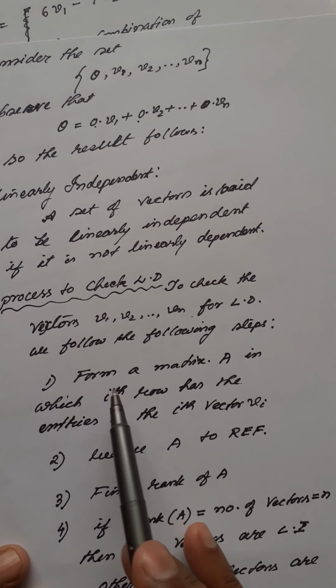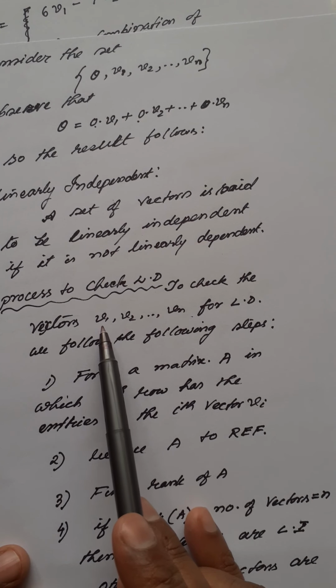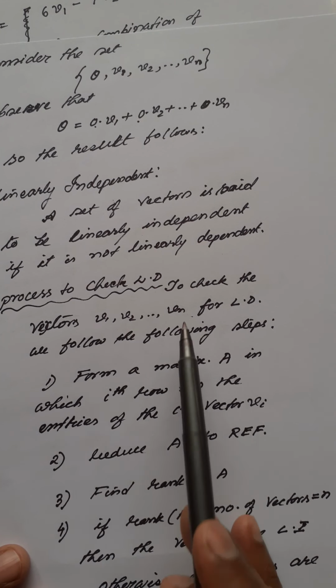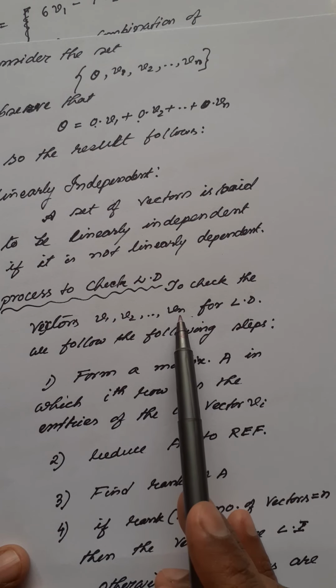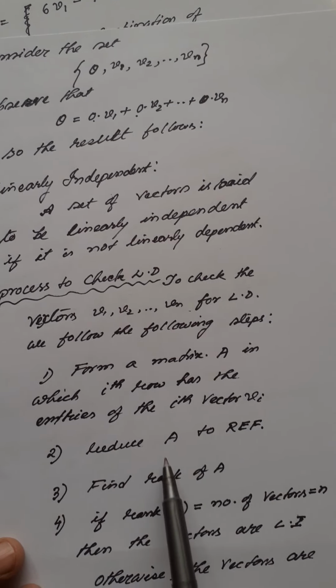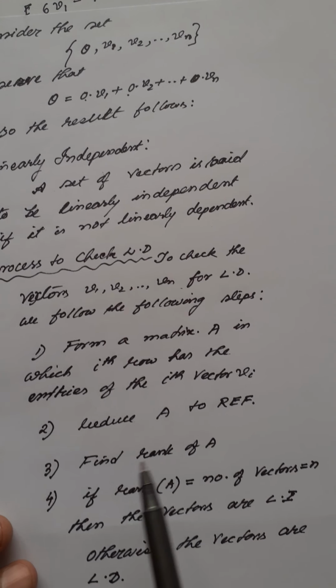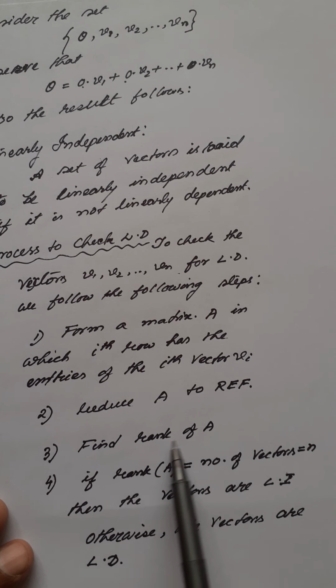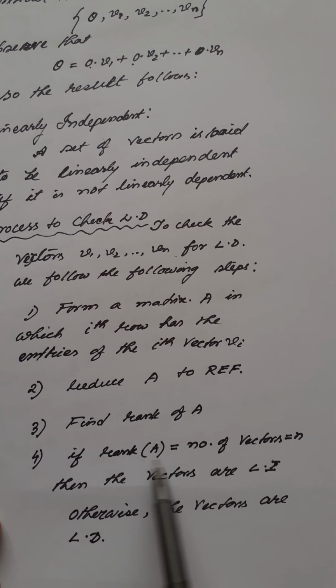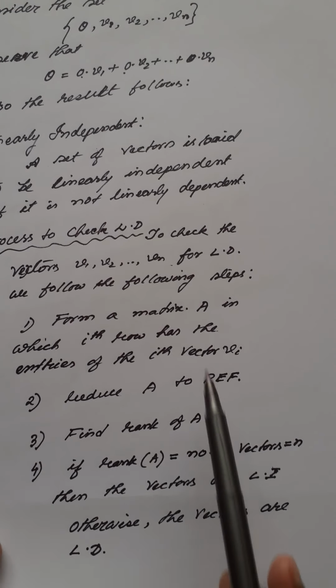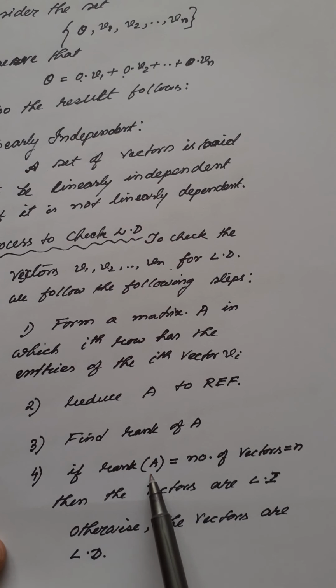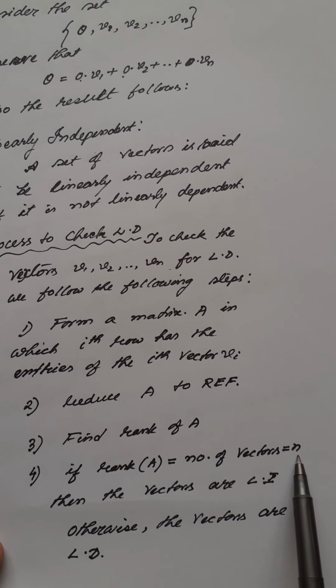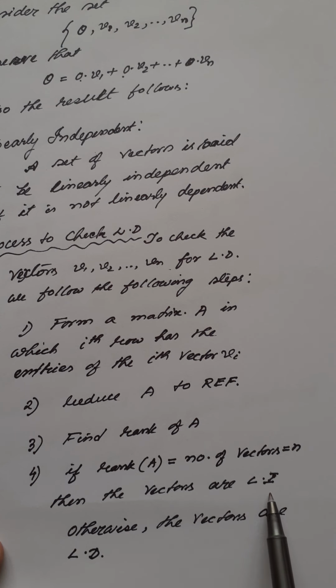A in which each row consists of the entries of the vectors. So we will have n rows for n vectors. Then reduce the matrix to row echelon form. From row echelon form, you can get the rank of the matrix. What is the rank of a matrix? It is the number of non-zero rows in the row echelon form. Then compare the rank with the number of vectors given. Here we are given n vectors. If the rank of A is equal to the number of vectors, that is n, then the vectors are linearly independent. Otherwise, the vectors are linearly dependent.